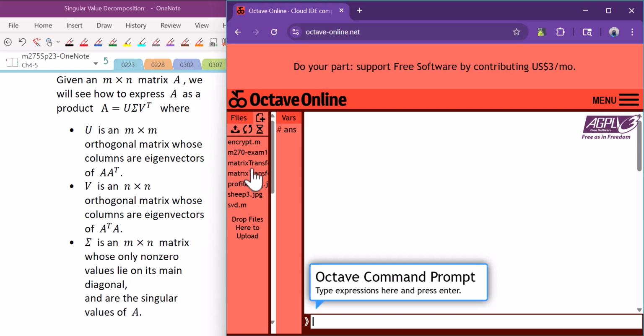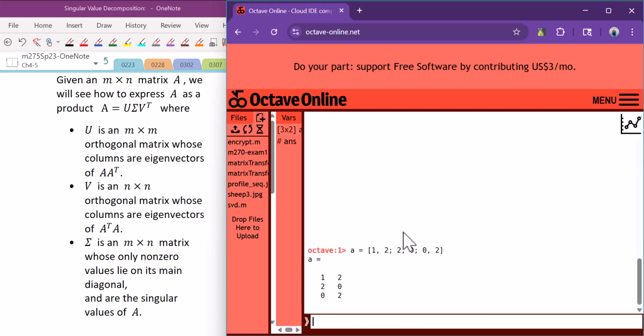Okay, so here we're going to define our matrix A, and to get a matrix, we're going to write it with square brackets. I'm going to let A equal the square bracket of 1, 2, semicolon for the new row, 2, 0, semicolon, 0, 2. When you press enter, you'll see that you have your matrix all set up. The transpose is quite easy. It's just whatever the matrix is with an apostrophe. So A apostrophe, or single quote, will give you the transpose.